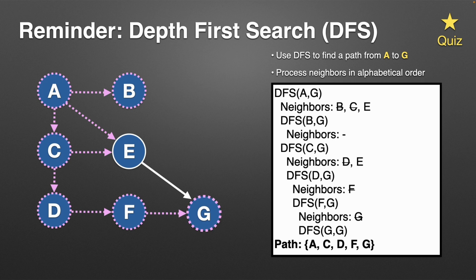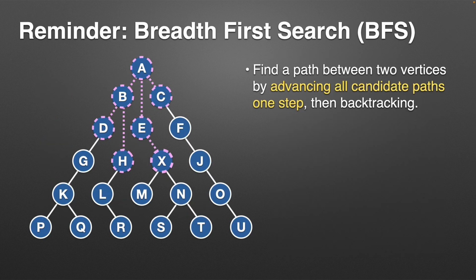And so you'll get a path that looks like this. In this case, A, C, D, F, G will be a path from A to G. And if you remember with depth first search, you will get a path if there is one. It is not necessarily the shortest path in number of edges. Questions about that? Okay.